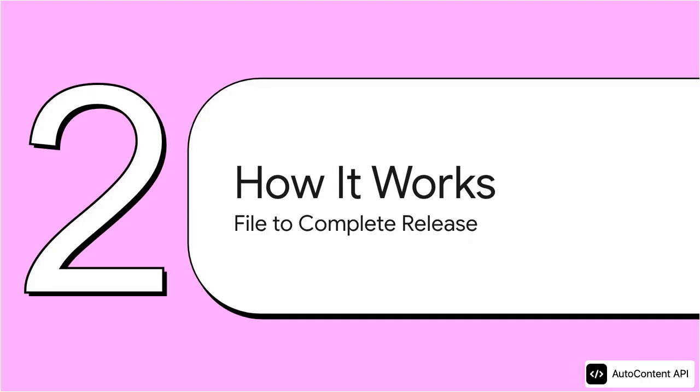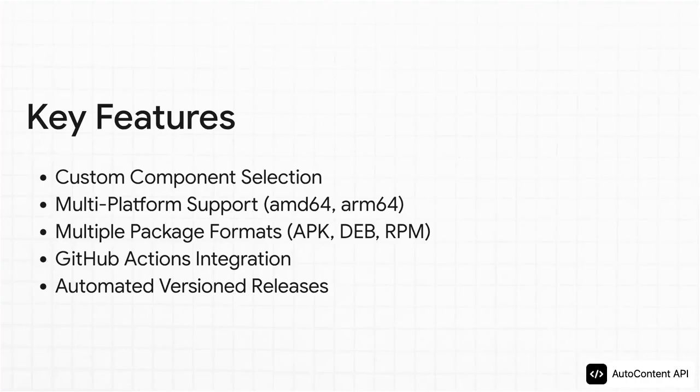All right, so how does it actually pull this off? How do you get from just a simple little config file all the way to a complete, versioned release that's ready to deploy? Let's break it down. The real magic of this builder is in its features. First off, you can pick and choose the exact components you need. Nothing more, nothing less. It's got multi-platform support baked right in, so whether you're on AMD64 or ARM64, you're covered. It also spits out multiple package formats. Yup, APKs, DEBs, RPMs, which makes installation a total breeze. And maybe the best part, it hooks right into your CI/CD pipeline with GitHub Actions to completely automate your versioned releases.